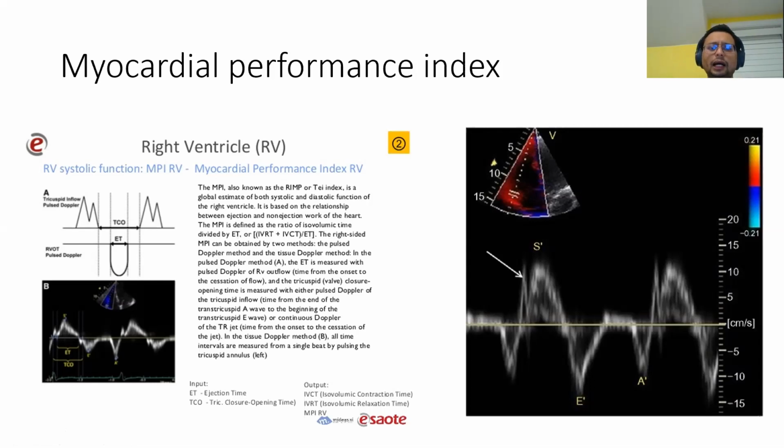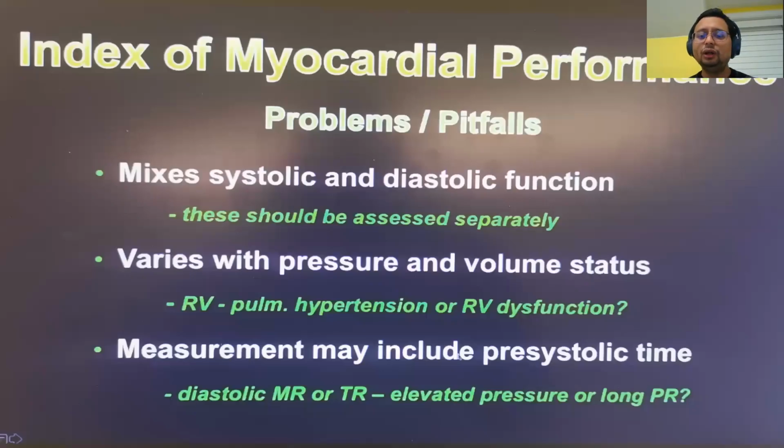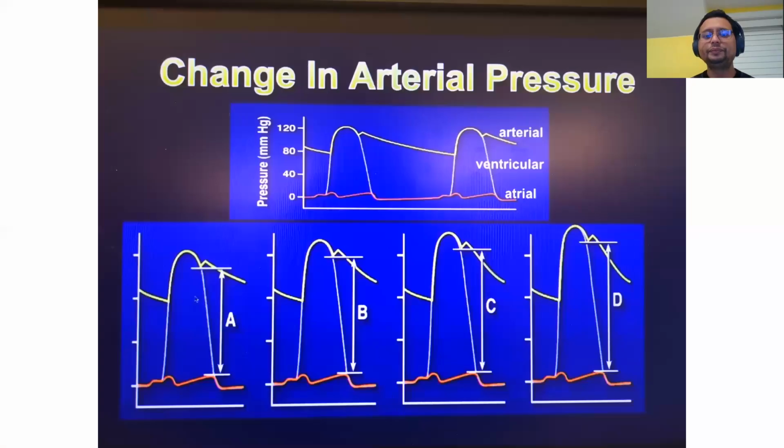However, the advantage of the myocardial performance index is that most RV indices are systolic indices, but MPI takes into account the diastolic period as well, because remember we take into account isovolumetric relaxation time. However, it is not without its problems. It mixes systolic and diastolic function, which is a problem and also an advantage. It can vary with pressure and volume status, and make sure we don't measure pre-systolic time in terms of ejection. We don't want to include isovolumetric contraction in our ejection time measurement. So, a few examples where something might be misleading.